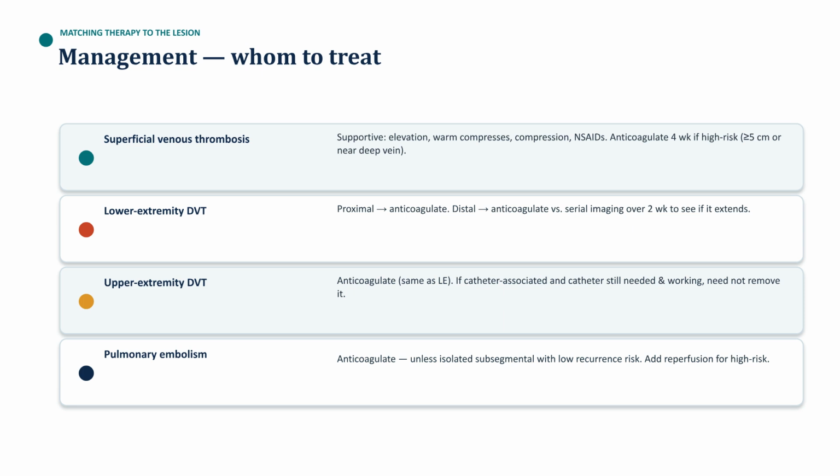A chest X-ray is often normal, but may show a Hampton hump or Westermarck sign. An ECG might show sinus tachycardia or S1Q3T3. ABGs often show hypoxemia and respiratory alkalosis. Remember, age-adjusted D-dimer cutoffs are critical for older patients.